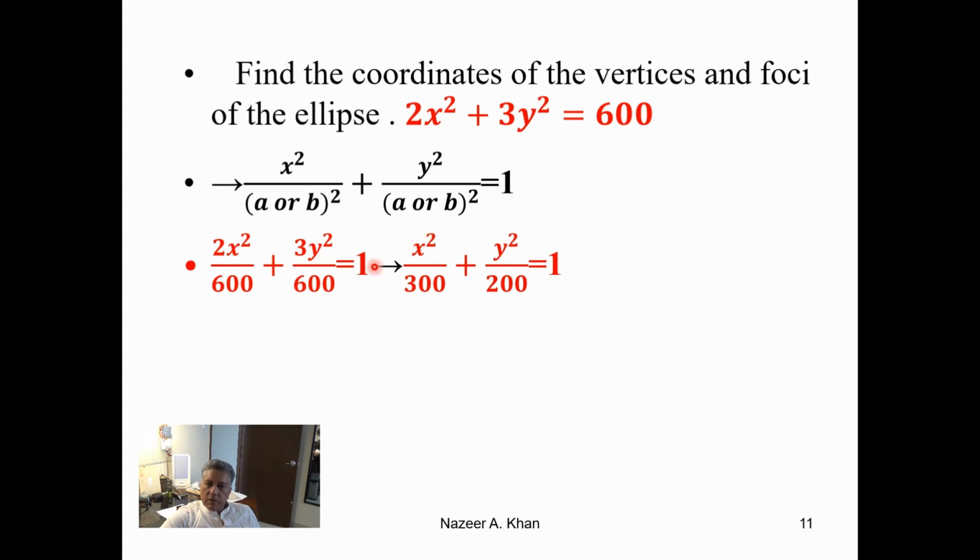Divide by 600, divide 600 by 600 to get 1. Anything divided by itself is 1, right? And then 2 into 600 will give you 300, 3 into 600 will give you 200. So now we have it in the standard form of the equation for an ellipse. Good. Let's go to the next step now.